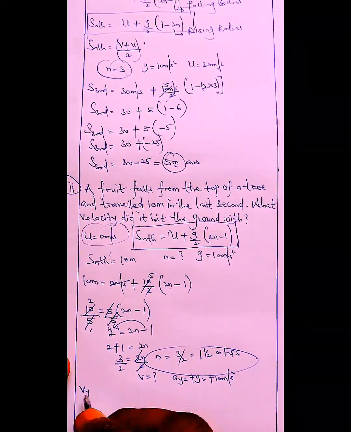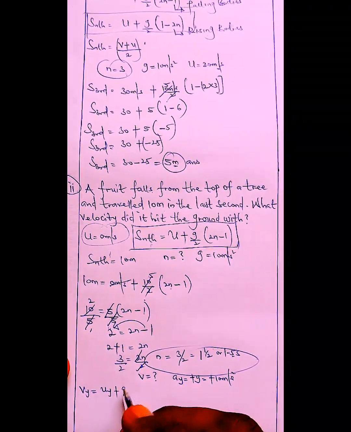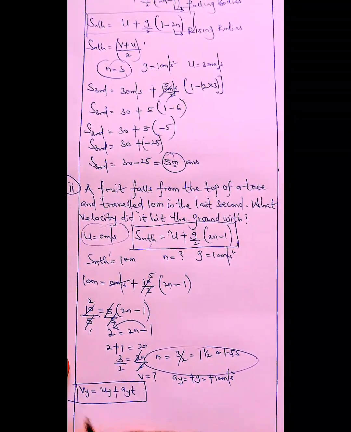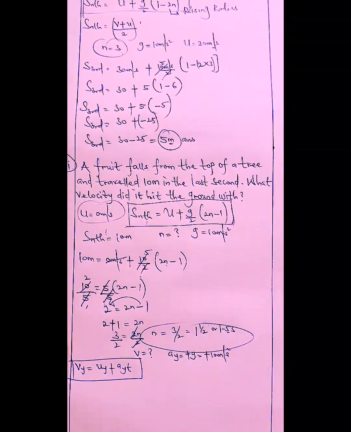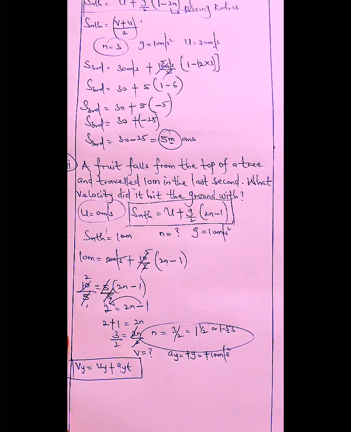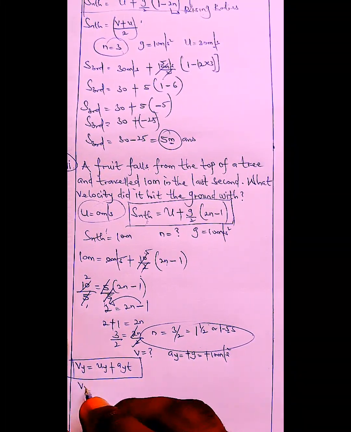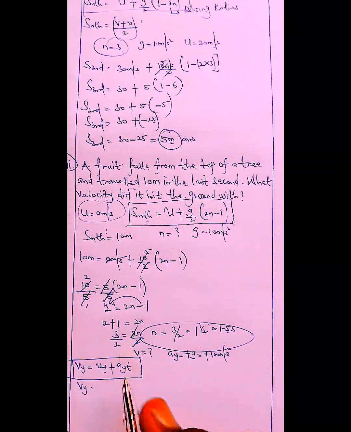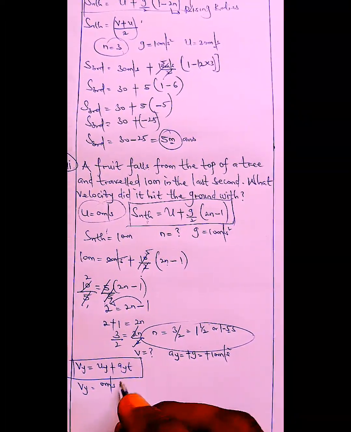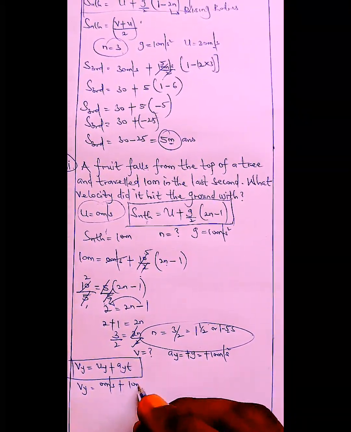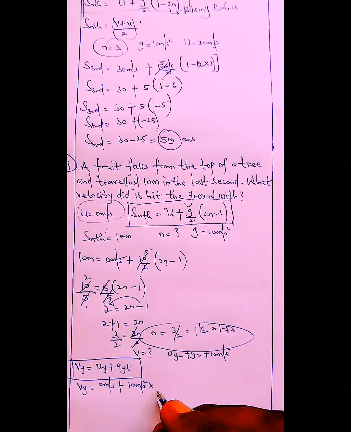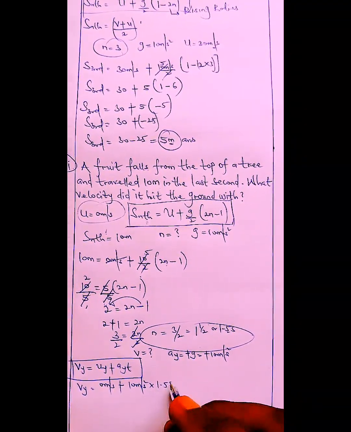We're going to use v equals u plus at. This is what we're going to use, v equals u plus at. So what do we do next? Simple. The final velocity is the initial speed, 0 meters per second, plus acceleration, 10 meters per second squared, times time. The time is 1.5 seconds.